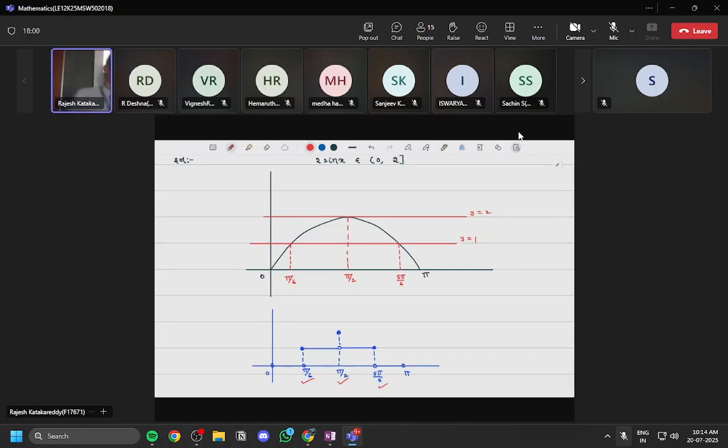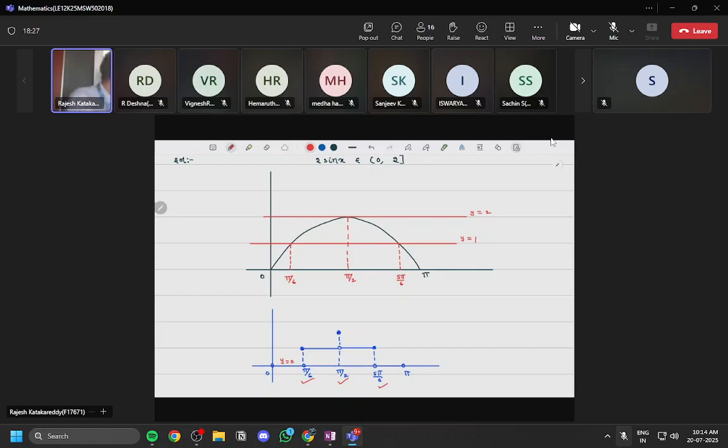Box of n sin x. Below graph. See, if you notice, drawing the integers line and all, in between 0 to pi by 6, 2 sin x is ranging in between 0 to 1. If it is in between 0 to 1, box will be 0. I wrote here, y equals 0.